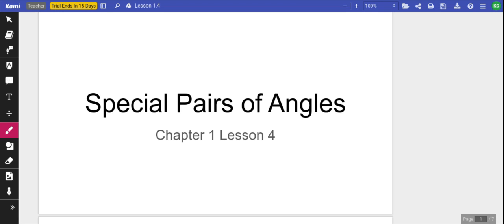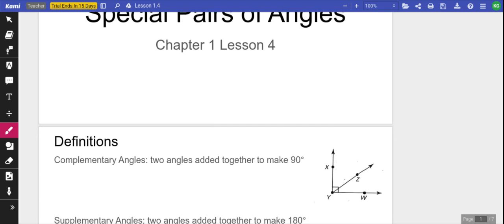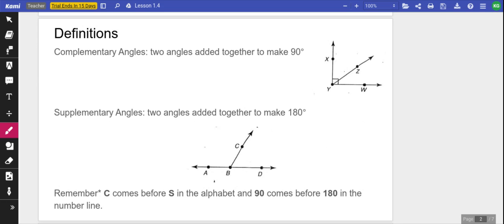Chapter 1, Lesson 4, Special Pairs of Angles. Go ahead here and pause the notes and write these down in your notebook.